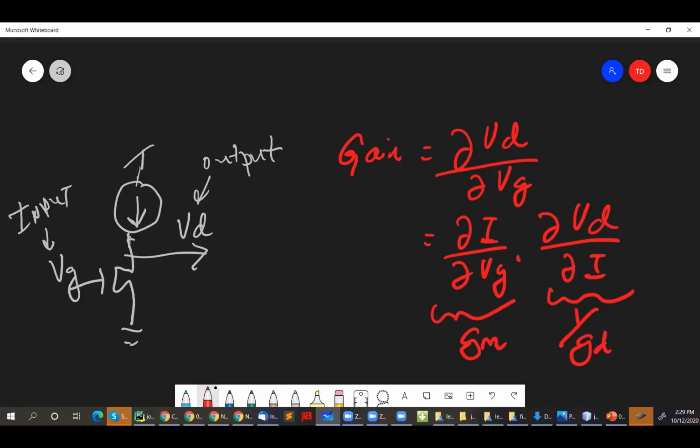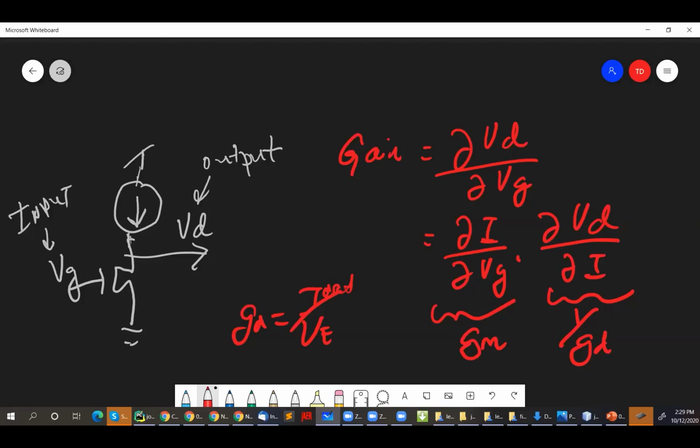So you didn't have this thing where GD equals ID set over VE? You didn't do that? Yeah, right. That's right. GD is 1 over RD. And GD is ID set over the early voltage.